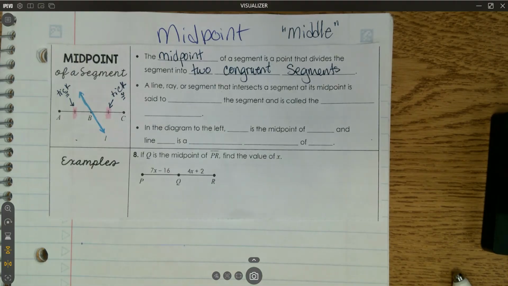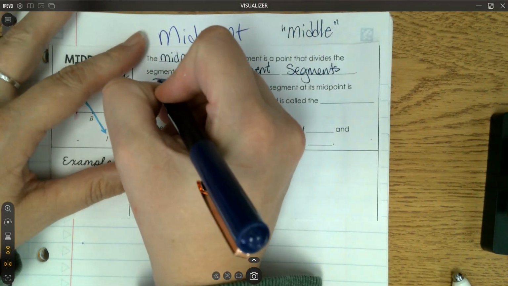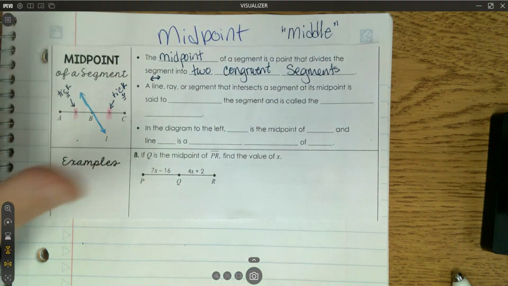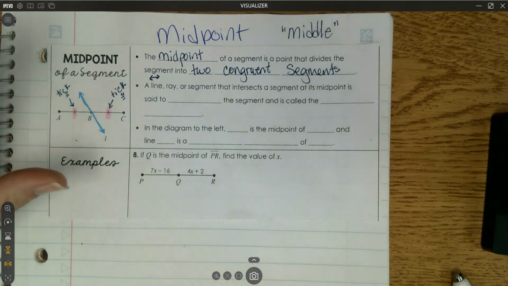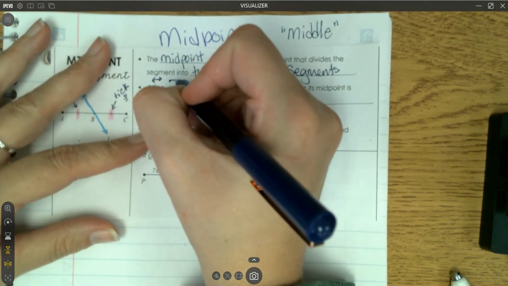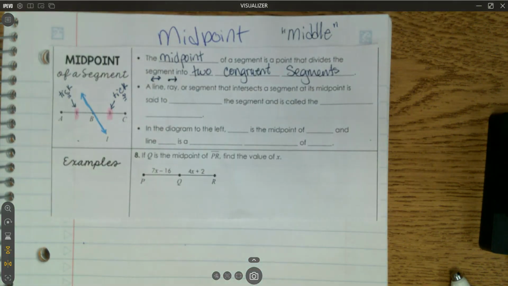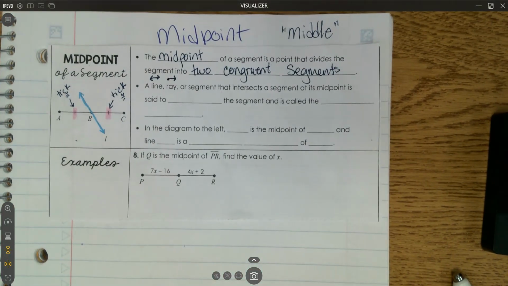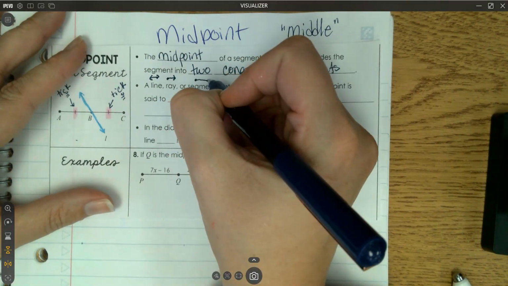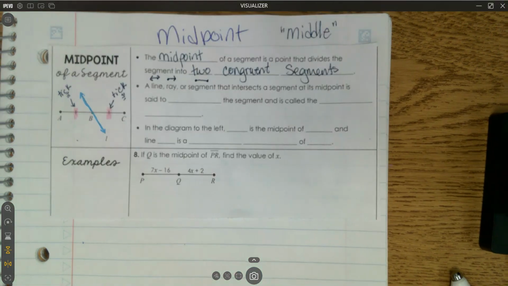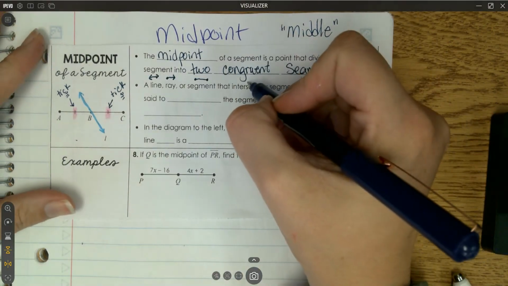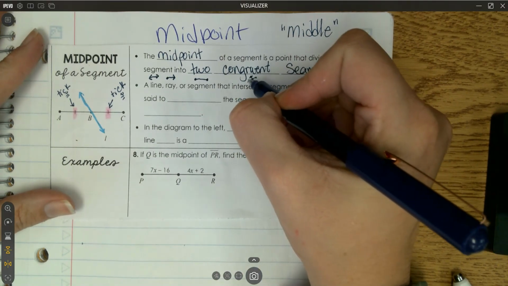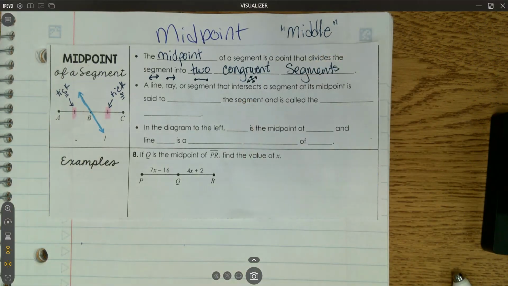Okay, a line, they always throw in all this extra vocabulary. A line, remember, extends in both directions forever and ever. A ray is a half of a line, so it only extends in both directions one way. Or a segment, which is a piece of a line, so it ends on both ends, okay, that intersect. Remember, intersect just means cross. They cross each other, like the intersection of a road.